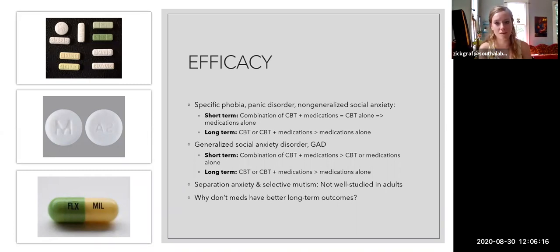So one thing that I want you guys to think about on the discussion board, and that we'll talk about in class, is why don't medications have better long-term efficacy? And why might some medications like benzodiazepines and even beta blockers be contraindicated for long-term benefits?